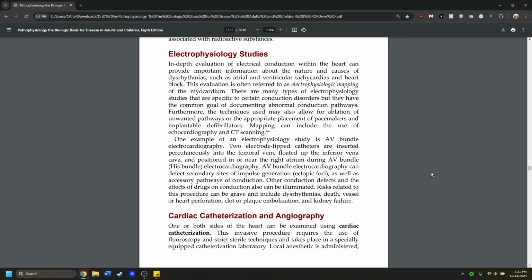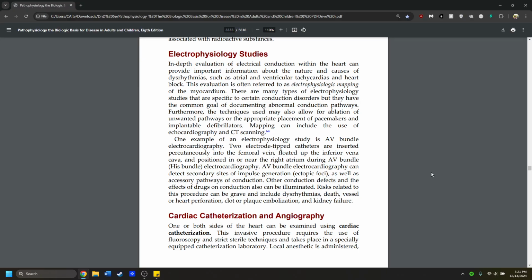One example of an electrophysiology study is AV bundle electrocardiography. Two electrode-tipped catheters are inserted percutaneously into the femoral vein, floated up the inferior vena cava, and positioned in or near the right atrium during His bundle electrocardiography. AV bundle electrocardiography can detect secondary sites of impulse generation, or ectopic foci, as well as accessory pathways of conduction. Other conduction defects and the effects of drugs on conduction also can be illuminated.